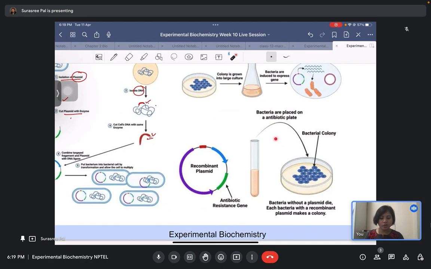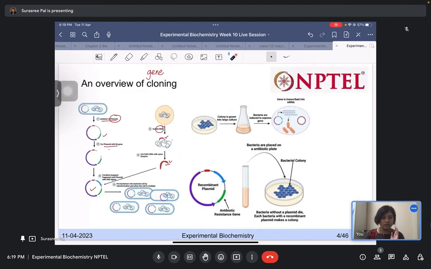Then this bacteria can be grown on an antibiotic plate, because these recombinant plasmids have an antibiotic resistance gene. I'm going to discuss these things in much more detail. But this is the overview of how gene cloning can be done.